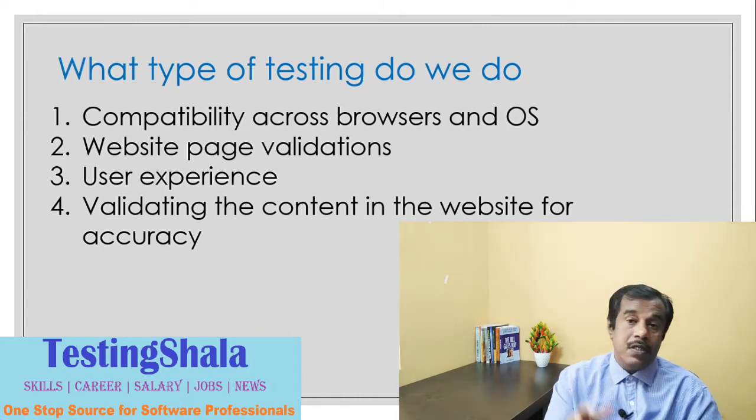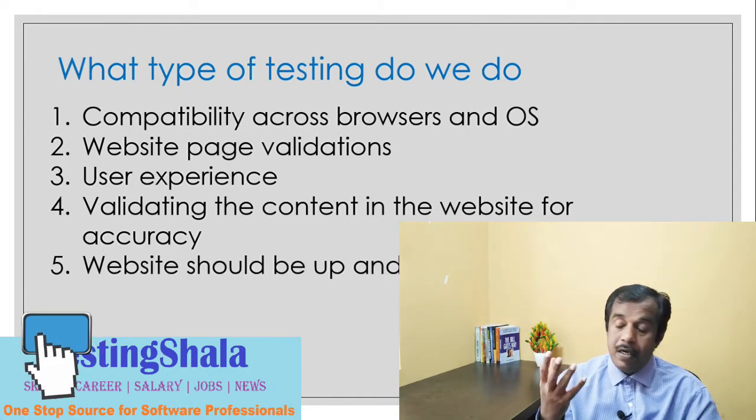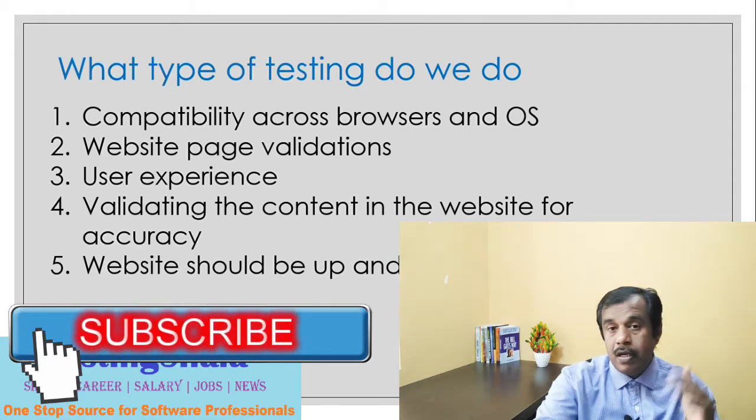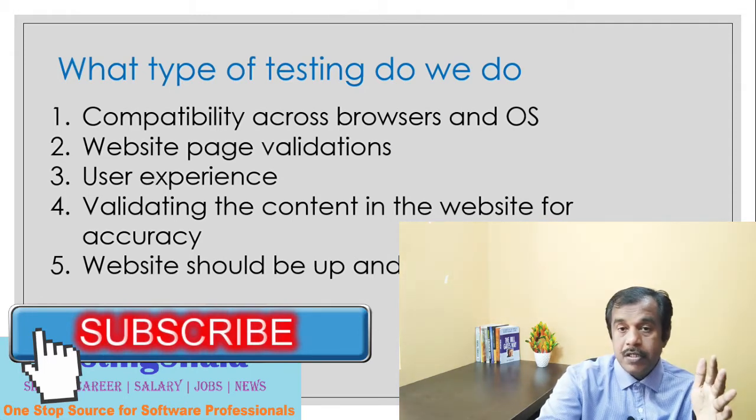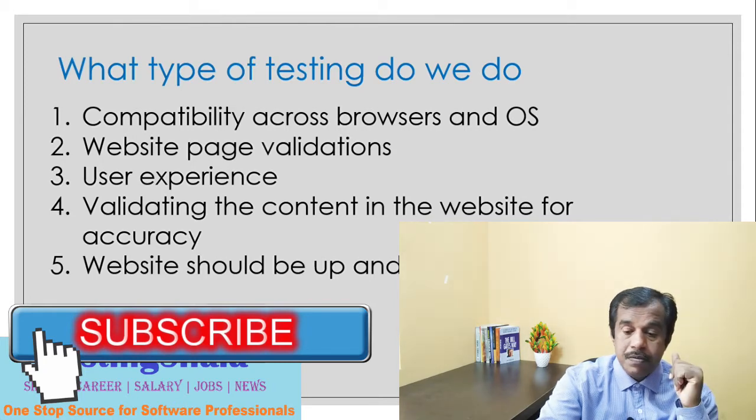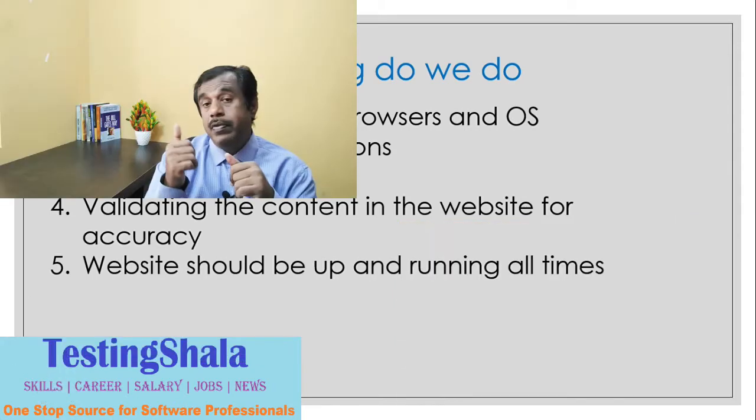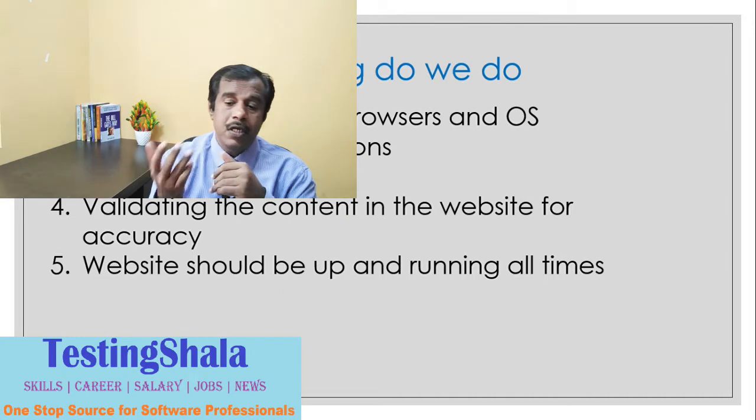So, which I already discussed, validating the content. The content you should validate whether the right content is there, right picture is there, right link is there. All the aspects we should test. And the fifth point we should always test is, think about Amazon.